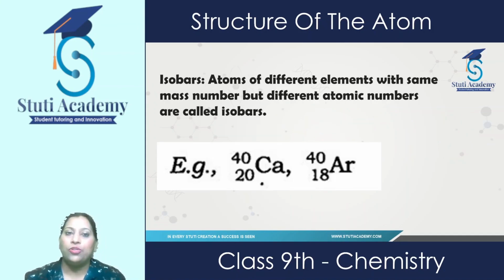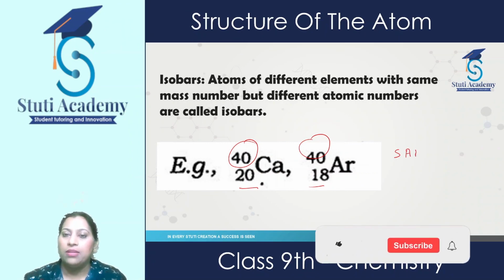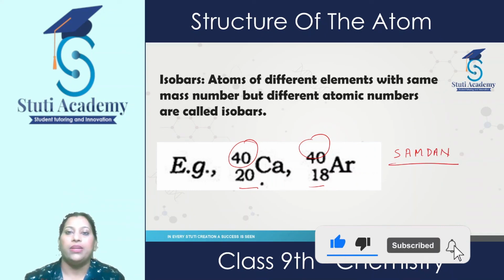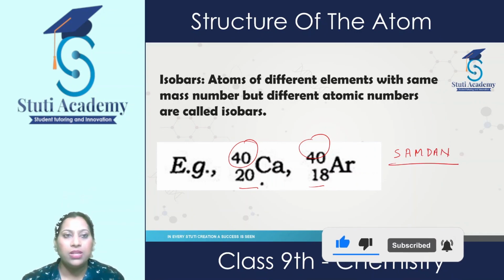Next is isobars. Isobars are just opposite to that of isotopes. They have same atomic masses, but different atomic numbers. Same atomic masses, different atomic numbers. Samdhan. Easy way to learn isobar.